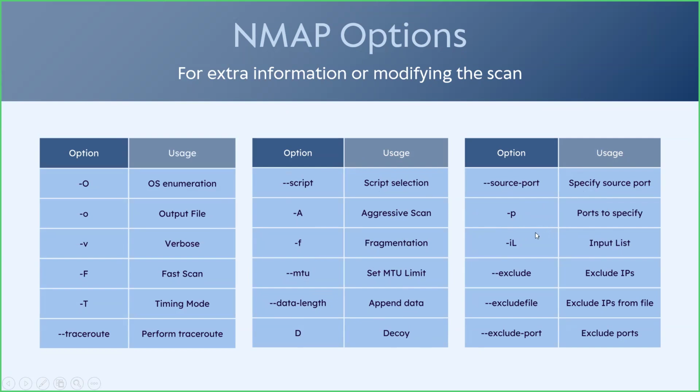List again is supplying a list of IPs through a file. Hyphen exclude is to exclude a set of IPs. Hyphen exclude file is to exclude a set of IPs from a file. And hyphen exclude port is to exclude certain port numbers from the scan. These are all the options we have covered in the last 3 days.